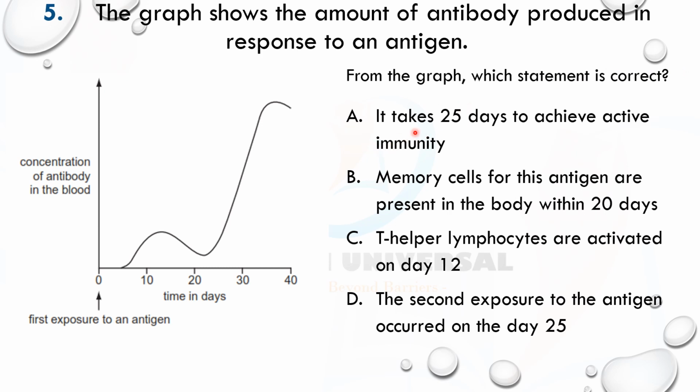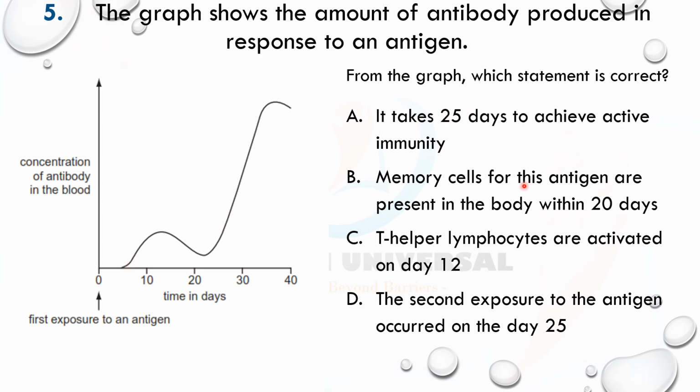So which statement is correct? A says it takes 25 days to achieve active immunity. No, it does not. From the moment antibodies are made, active immunity has been achieved. That is less than 10 days. Of course, look at when it reaches the peak, and when the antibody starts increasing from this moment. It doesn't take 25 days.